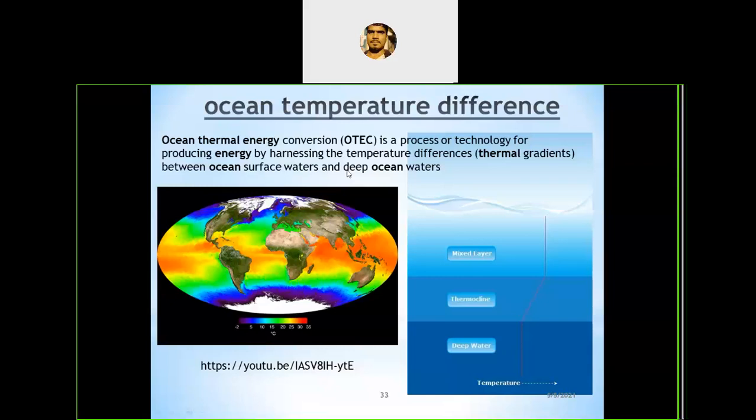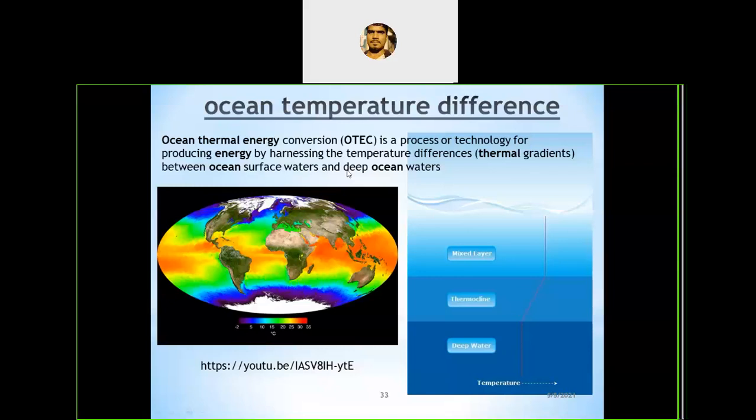So here, the ocean has three different layers. The depth of the ocean is very high when compared to rivers. When compared to a river, the depth of the ocean is very high. An ocean may have a 2, 3, 4, or 10 kilometer depth. The ocean has a huge amount of depth.